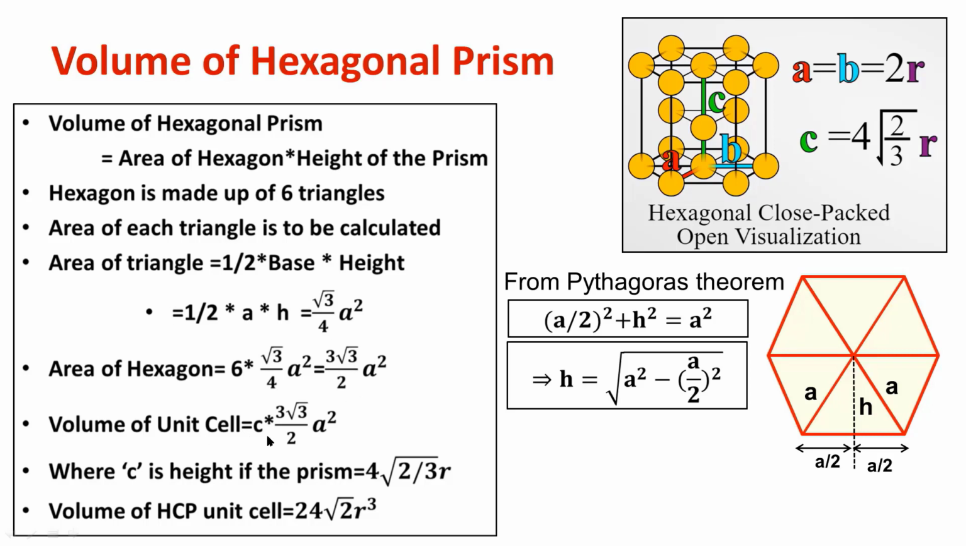Volume of the unit cell is equal to the area of the hexagon into c. Area of the hexagon is 3 into root 3 by 2 a square, where c is the height of the prism given by 4 into root 2 by 3 r. Hence the volume of the HCP unit cell is 24 root 2 r cube.